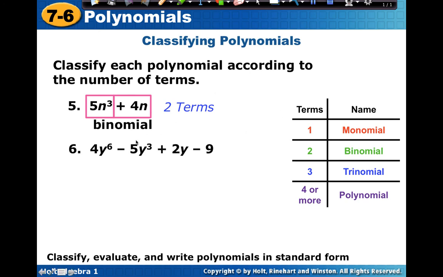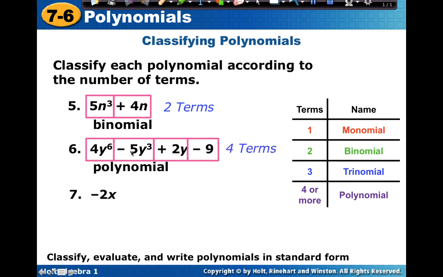All right, look at number 6 here. Write this down: 4y to the 6th minus 5y to the 3rd plus 2y minus 9. You can see here that you have 4 different terms that are being added or subtracted. Your exponents are not the same on any of your terms, so they cannot be combined. None of them are like terms. 4 separate terms, and we look over here at the chart that we copied down, and it says 4 or more, I call it a polynomial, so it is a polynomial. Get that down and the term for it.